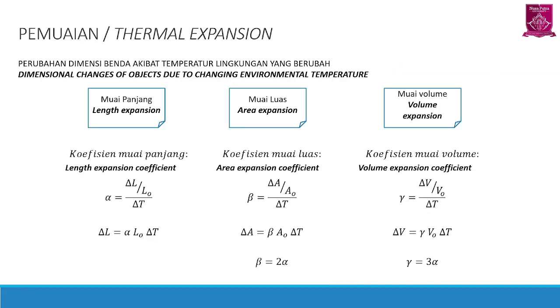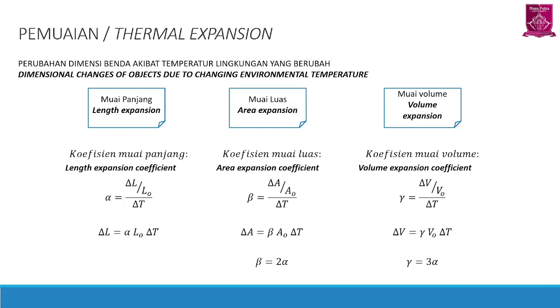Now the second topic is thermal expansion. If I have some object and I heat it to a certain temperature, the dimension of the object will change because of the environment temperature changing. We call this thermal expansion. There are 3 kinds of thermal expansion. The first is length expansion.